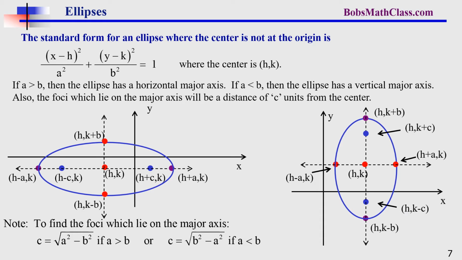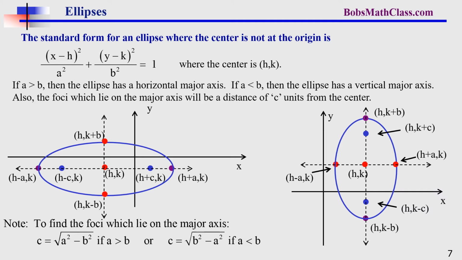If a is greater than b, the ellipse has a horizontal major axis. And if a is less than b, the ellipse has a vertical major axis. And the foci always lie on the major axis and will be a distance of c units from the center. Okay, I put a lot of formulas here. Important ones are the center is (h, k). And I'm looking at the first graph on our left here.